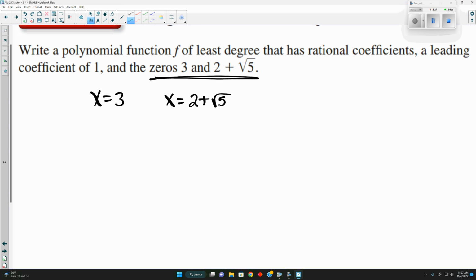You're welcome. So any questions on how we've started this so far? Now, according to the irrational conjugate theorem, if x is equal to 2 plus the square root of 5, x is also going to equal 2 minus the square root of 5. Because if we have the positive radical, we also have the negative radical, because we're only really changing the sign in front of the radical.